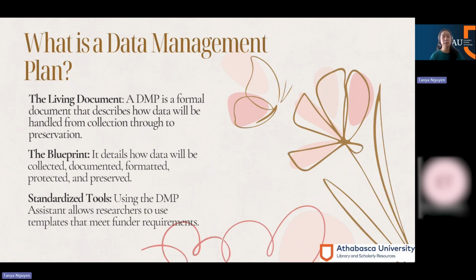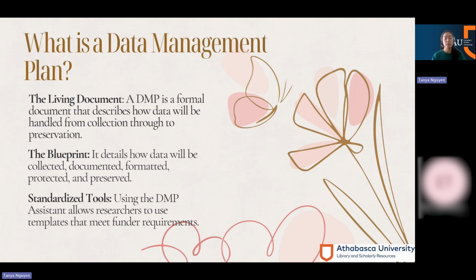Okay, so a DMP, or data management plan, is a living document that guides how your data is managed throughout its journey. The first key point is the DMP is like a blueprint. It meticulously outlines the processes for collecting, documenting, formatting, protecting, and preserving your data. This ensures that every step is thoughtfully planned and your data remains secure and useful.